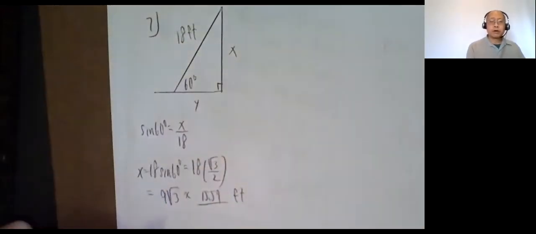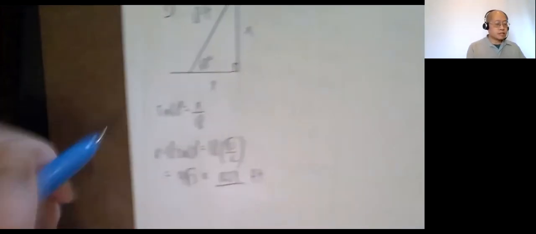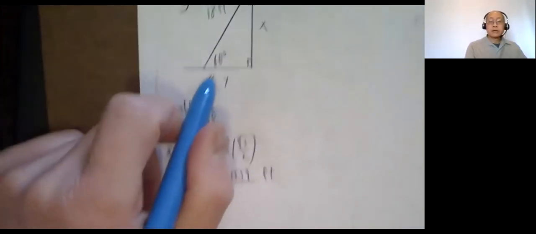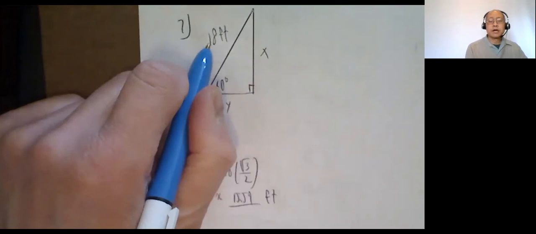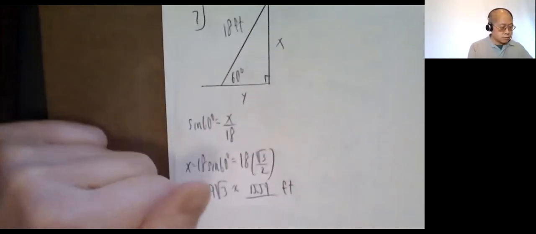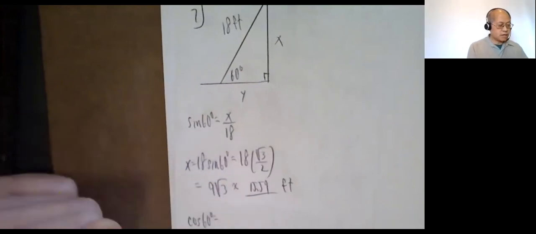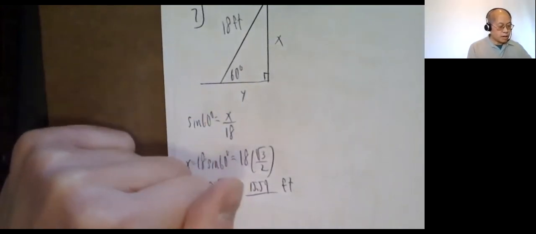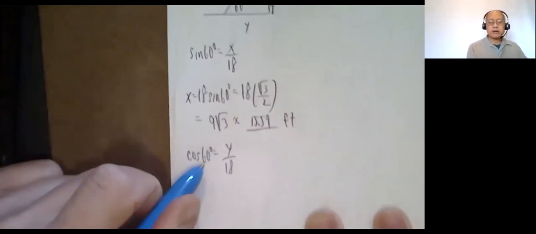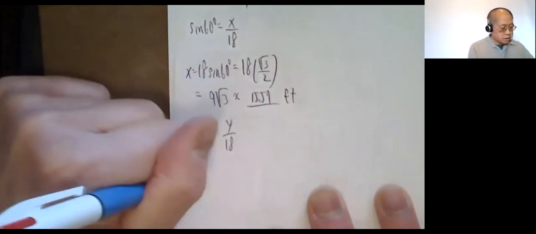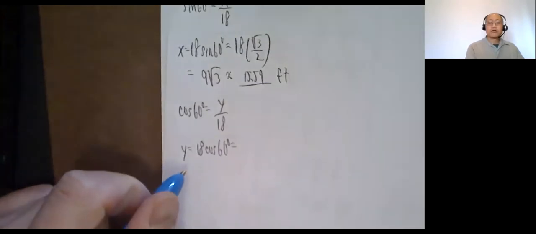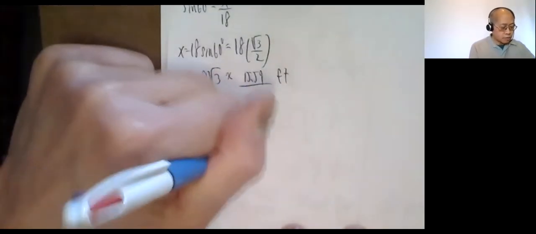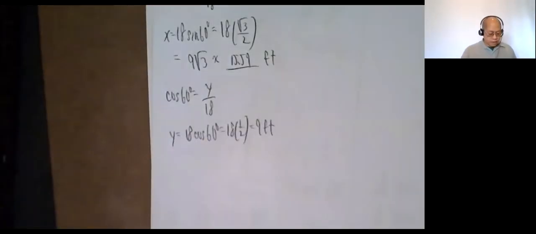So that's how high up we would go. And then find this distance. Okay, so this is the adjacent side, right? That's still the hypotenuse. Adjacent, hypotenuse, cosine. Cosine of 60 degrees is y over 18, adjacent over hypotenuse. Multiply both sides by 18. Y is 18 cosine of 60 degrees. From the table, cosine of 60 degrees is a half. And half of 18 is 9. So the answer is 9 feet.